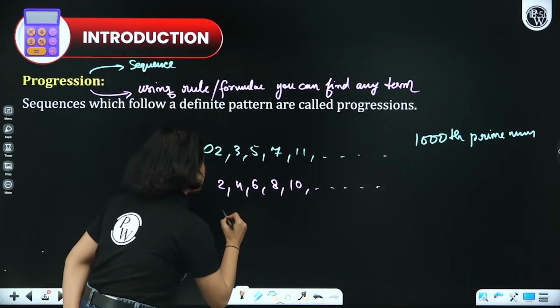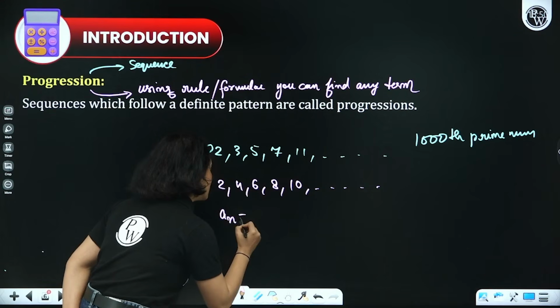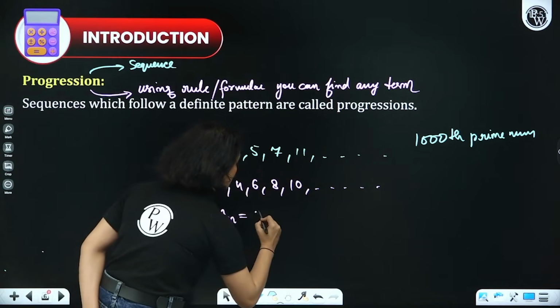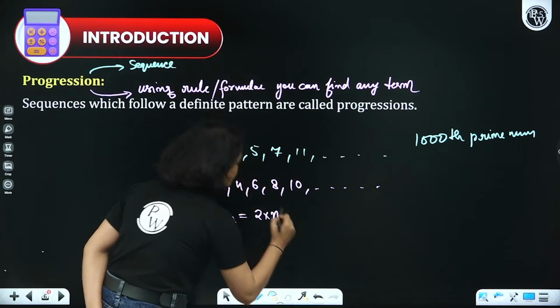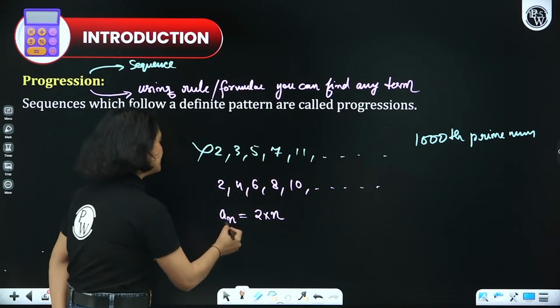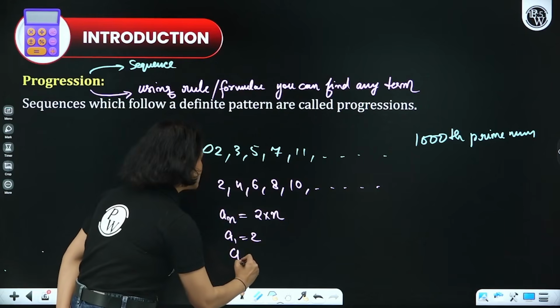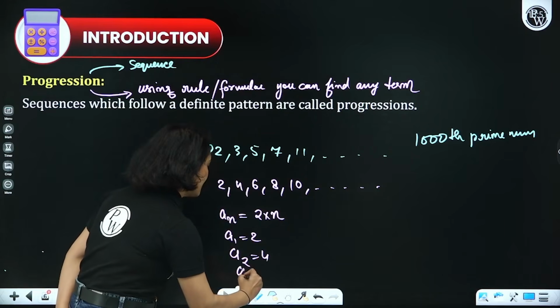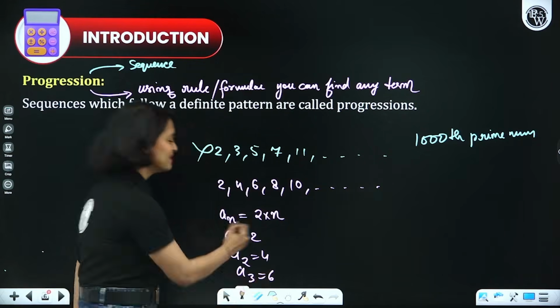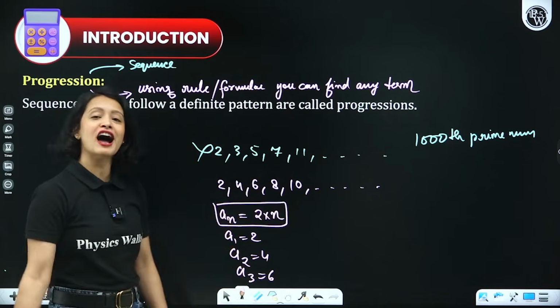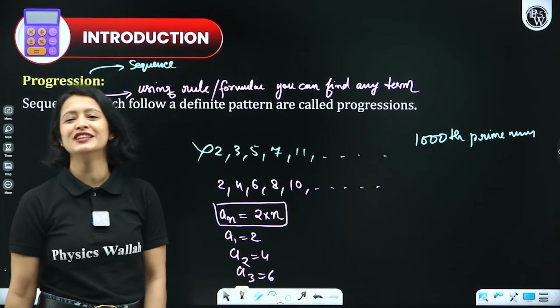Now here guys, I can predict any term because I can write a rule for any term. For example, I can say that any nth term, let's just denote nth term by n, would be 2 into n. You can check. Put n as 1, you will get 2. Put n as 2, you will get 4. Put n as 3, you will get 6. See? So I got a rule through which I can figure out any nth term of this sequence.